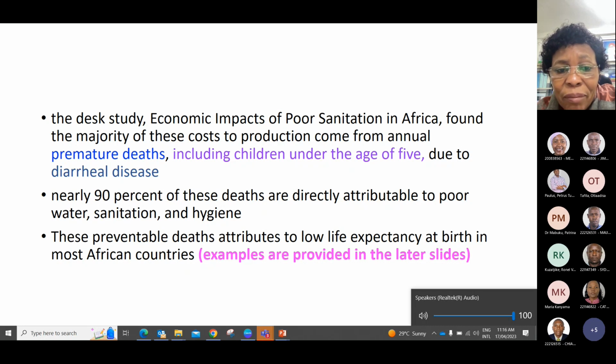So what is the matter? Again, in the context of our seminar and our module, is it attributable to some extent to poor governance? What is it that can be done to change the status quo? These preventable diseases, now that is my own argument, that preventable deaths contribute to low life expectancy at birth in most African countries.